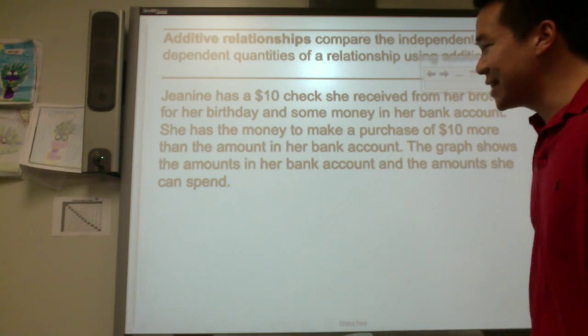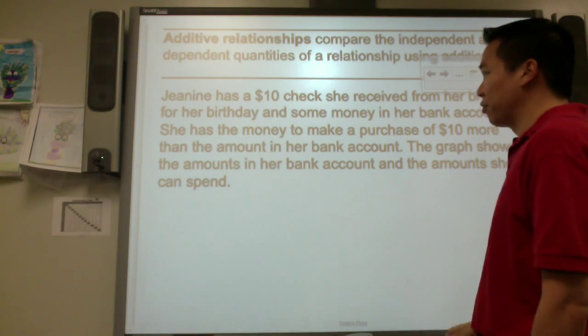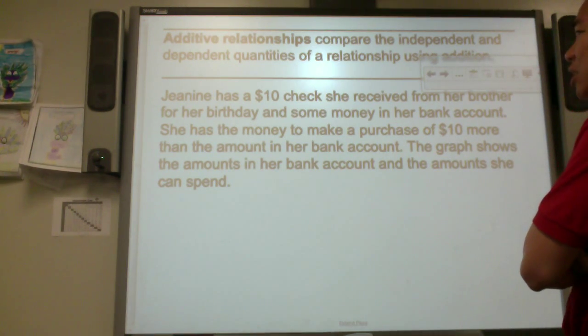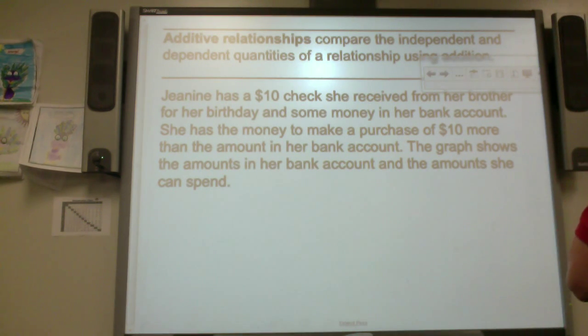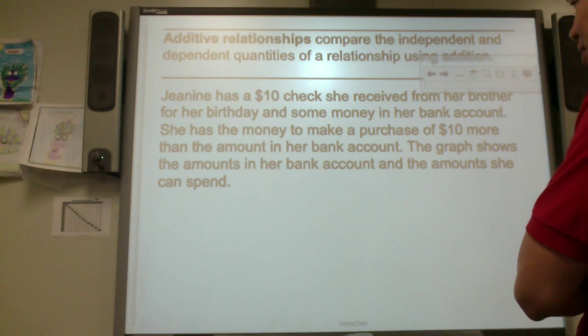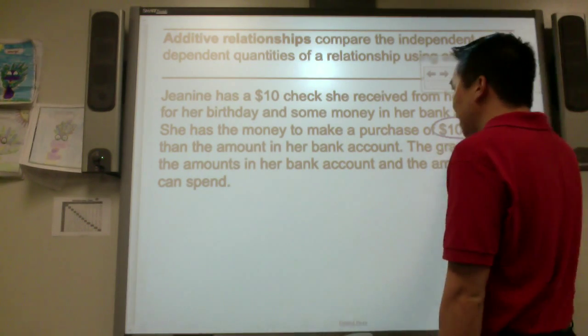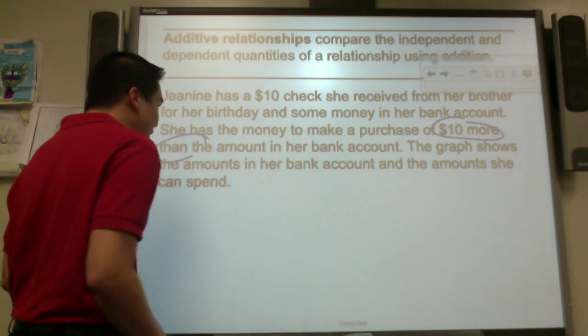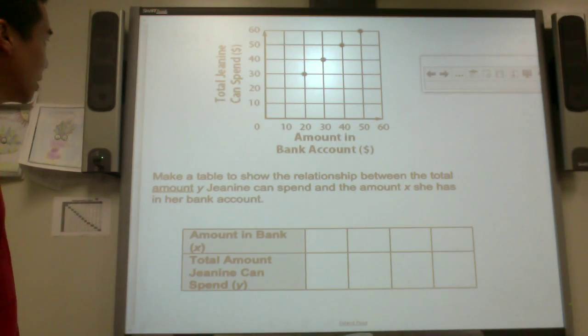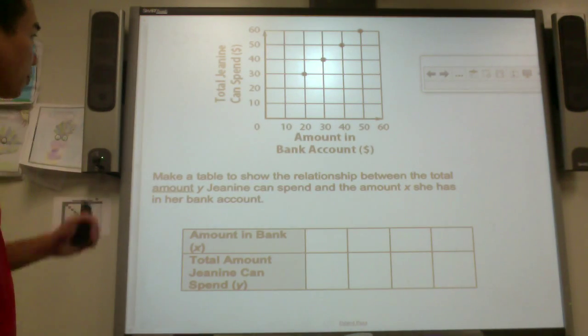So Janine has a $10 check received from her brother for her birthday and some money in her bank account. She has the money to make a purchase of $10 more than the amount in her bank account. The graph shows the amount in her bank account and the amount she can spend. So she can spend $10 more than she has. So here's a graph. Make a table.